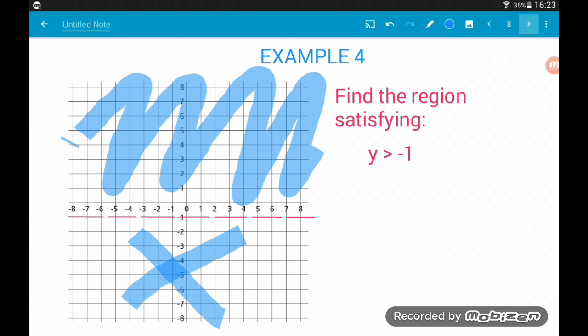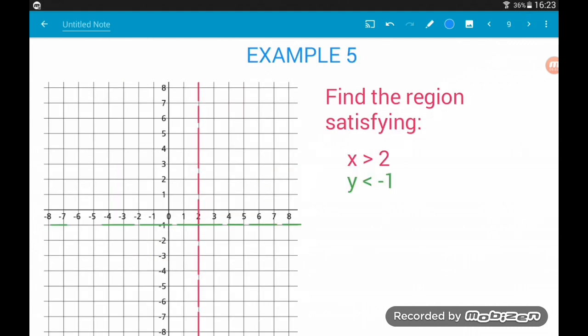Cool. Okay, example 5. Find the region satisfying x is greater than 2 and y is less than minus 1. Okay, so our first job here would be to draw in both of those lines, again, which is already done. So we plotted the line x equals 2 and y equals minus 1. Now, both of our inequalities are strict. There's no or equal to, so both lines here are dashed.